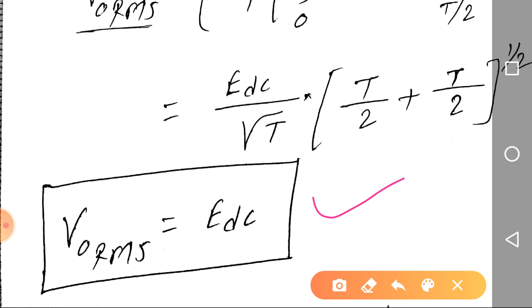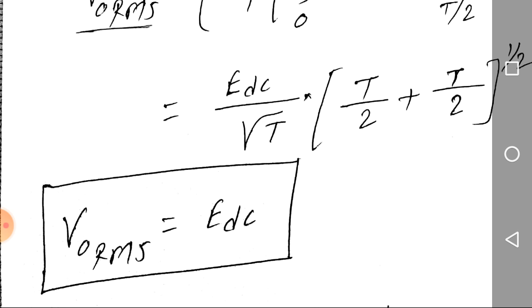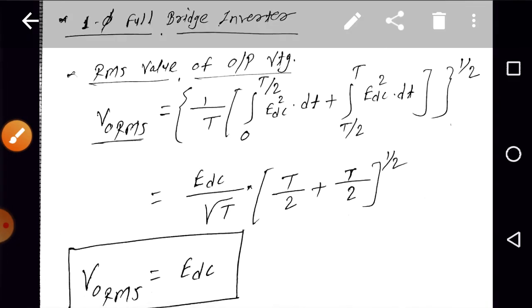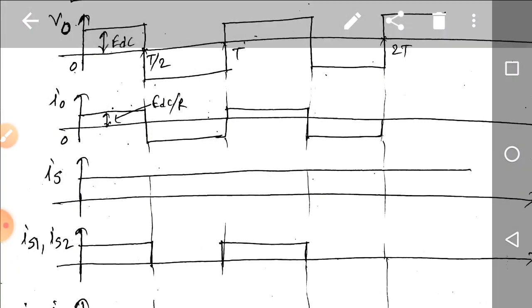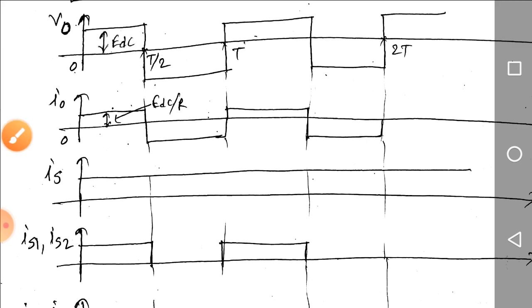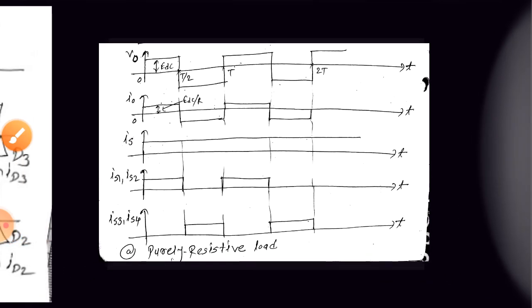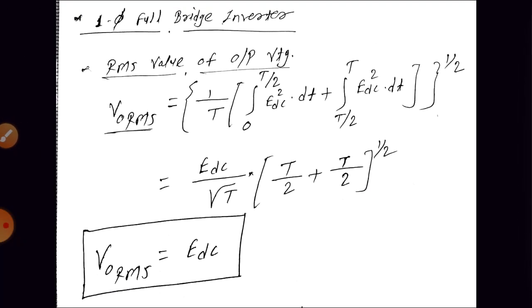If you compare this V0 RMS with the RMS value of the output voltage for purely resistive load in single phase half bridge inverter, it is 2 times that of the single phase half bridge inverter, because there we were having a pulse of EDC by 2, and here we are having a pulse of EDC. So this is about the single phase full bridge inverter with purely resistive load.